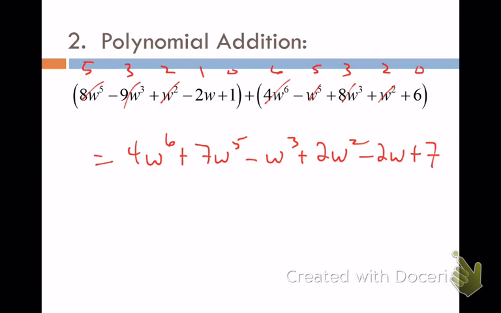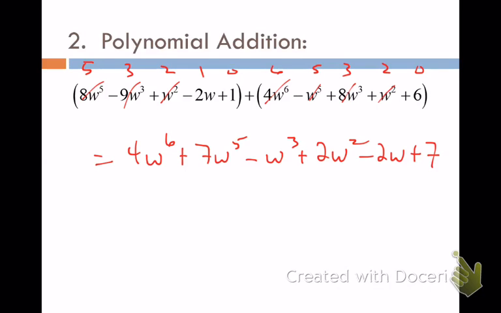Okay, did you come up with this? 4w to the 6th plus 7w to the 5th minus w to the 3rd plus 2w squared minus 2w plus 7. Now, where did that come from? If you see, I keep listing the degree of each monomial up above. Maybe that's something that you want to do to help you locate those like terms.